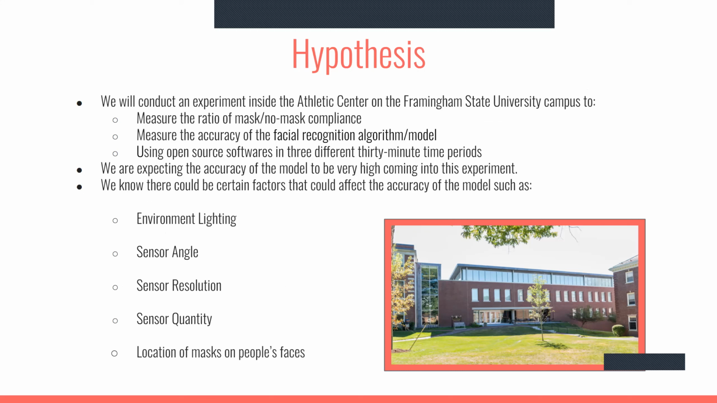So we're going to conduct an experiment inside the athletic center on the Framingham State University campus so that we can measure the ratio of mask to no mask compliance, and we can measure the accuracy of the facial recognition model. We're going to be using open source software in 3 different time periods, which are 30 minutes each. We're expecting the accuracy of the model to be fairly high coming into the experiment. We know there are certain factors that will affect this, like the environment lighting, the angle, the resolution, the quantity, and the location of the mask on people's faces.